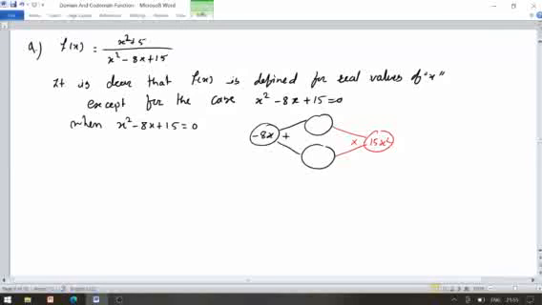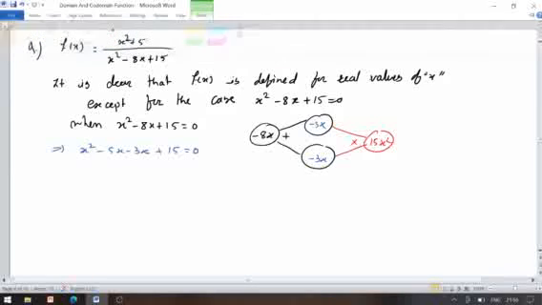Which are the required factors over here? We have minus 5x and minus 3x. Minus 5x and minus 3x add up to minus 8x, and on multiplying, 5 times 3 is 15 and x into x becomes x square. That implies x square minus 5x minus 3x plus 15 equals 0, where we have split the minus 8x in terms of minus 5x and minus 3x.